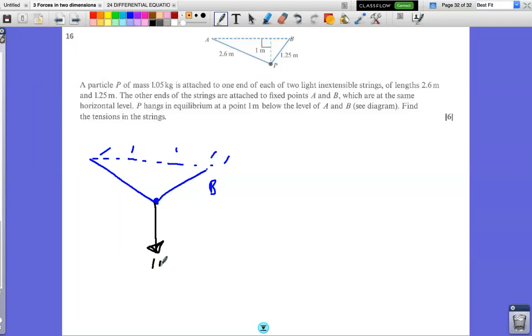10.5 newtons. And then you have a tension here, T1. Because the lengths of the strings are not the same, the tensions will not be the same. You have a tension here, T2. And they are both in equilibrium.